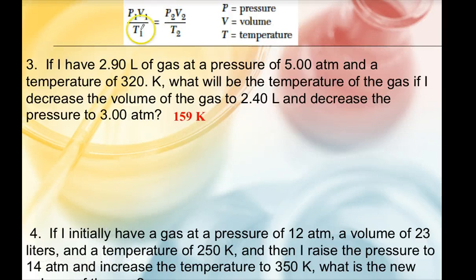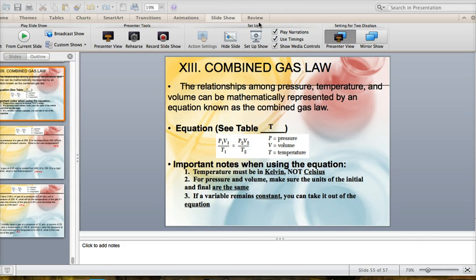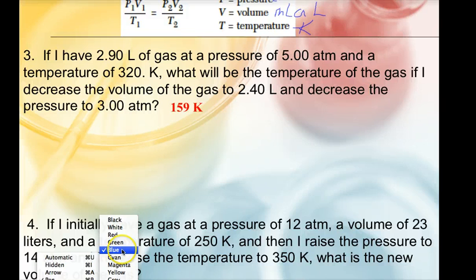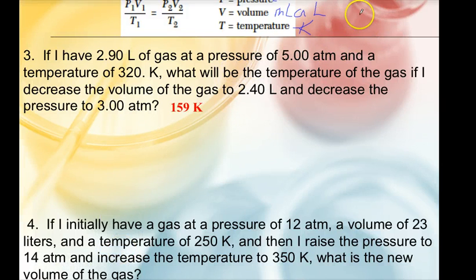Okay, so again, what you're going to have to remember, and you might want to write this down, is that volume is going to be either milliliters or liters. Temperature has to be in Kelvin. And pressure is going to be either atmospheres or kPa.